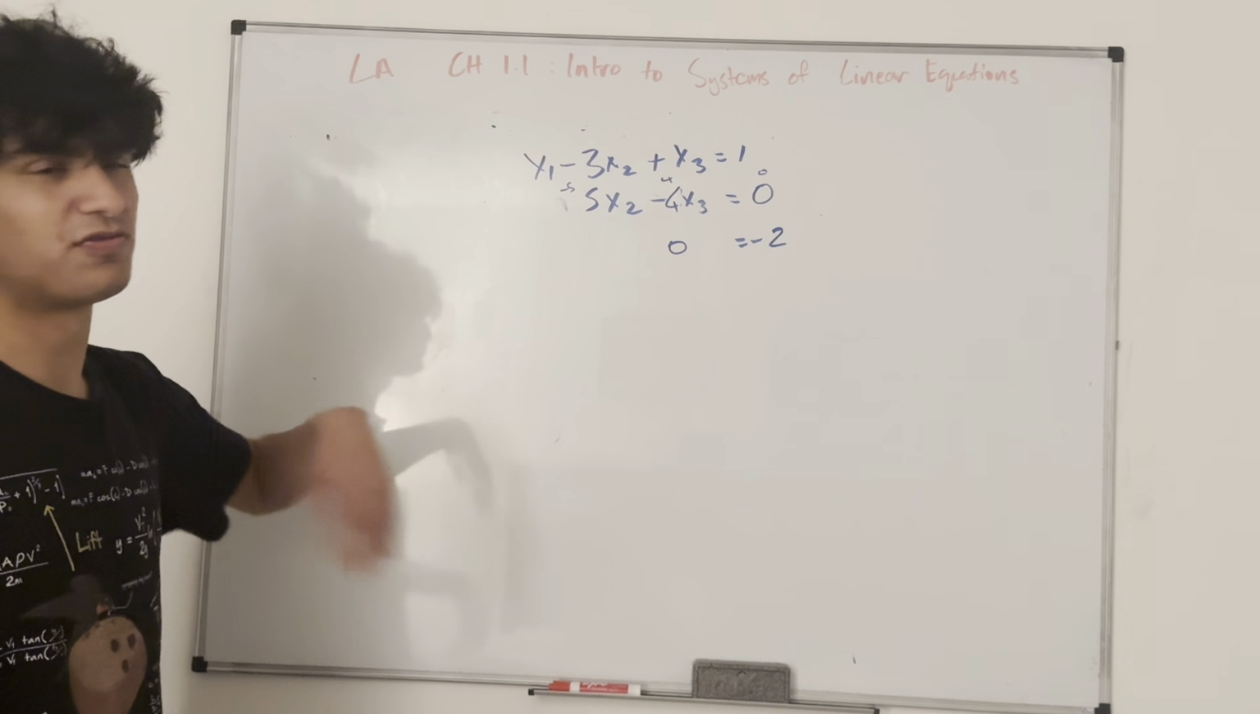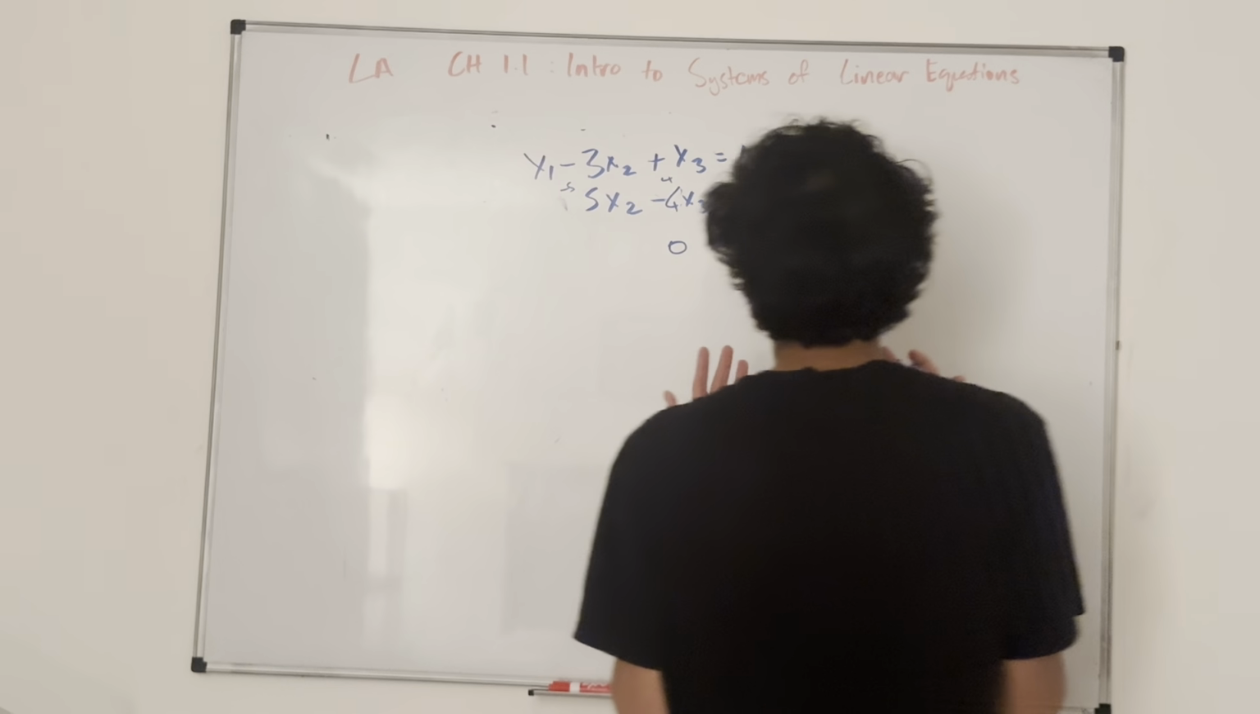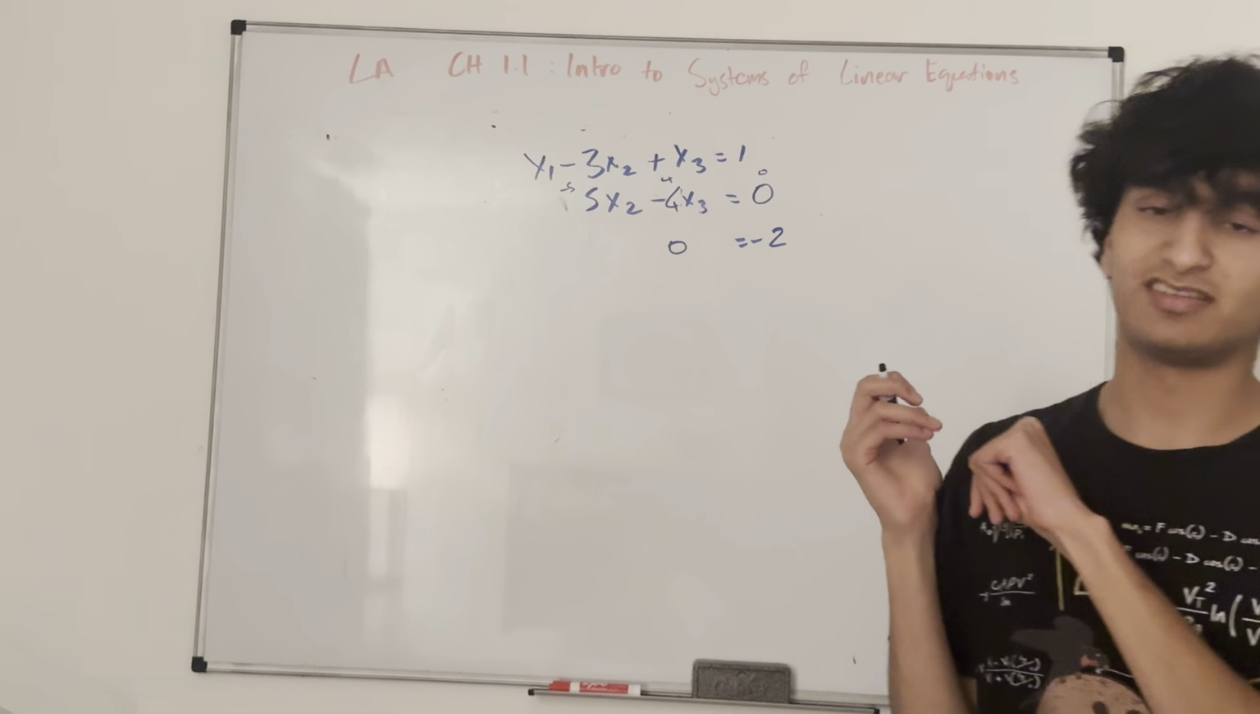This is my row echelon form, but you can see I have this 0 equals negative 2. There's no solution to this system of equations. This is what we call inconsistent.